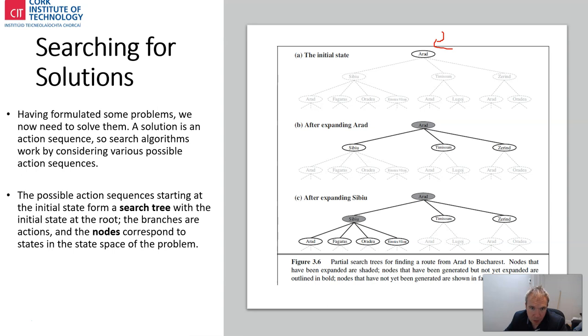So each of these branches refers to an action. Again, for our example, it would be go Zerind, go Timisoara, go Sibiu.